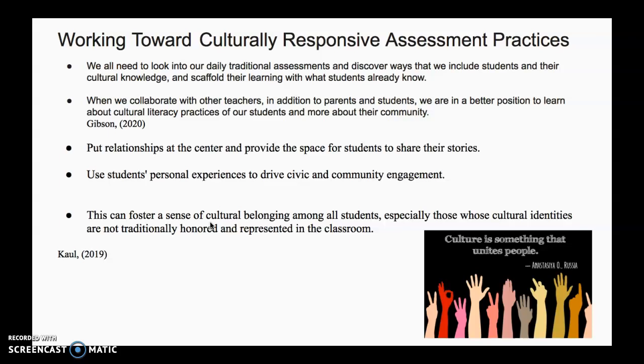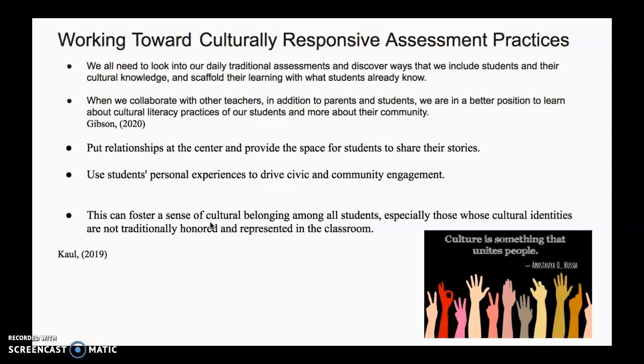When we collaborate with other teachers, in addition to parents and students, we're in a better position to learn about cultural literacy practices of our students and more about their community. We must have a full understanding of what their community is, their culture, in order to give culturally responsive assessment. We need to put relationships at the center and provide the space for students to share their stories.